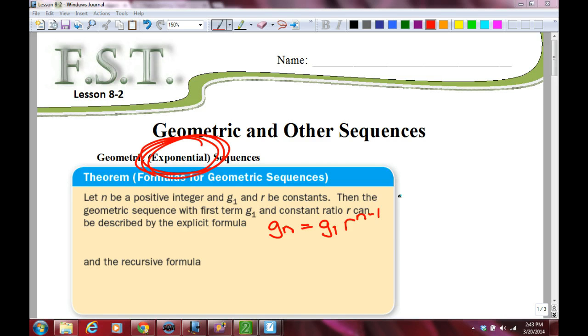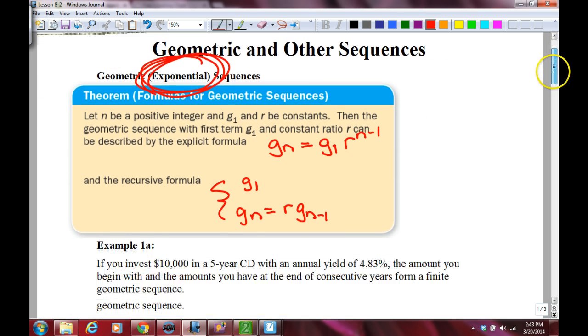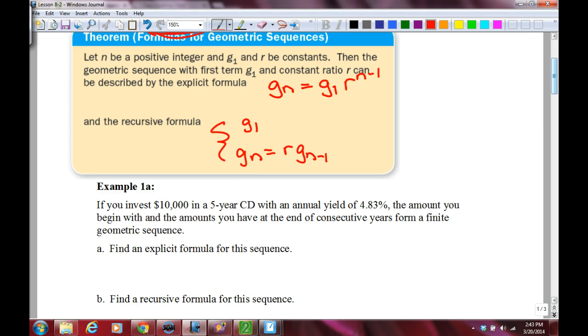Okay? So the recursive formula in this one is G sub 1 would be the first thing you'd write, and then G sub n equals the ratio times the last number in the sequence. R is a ratio. So it's by some number that you're going to multiply.